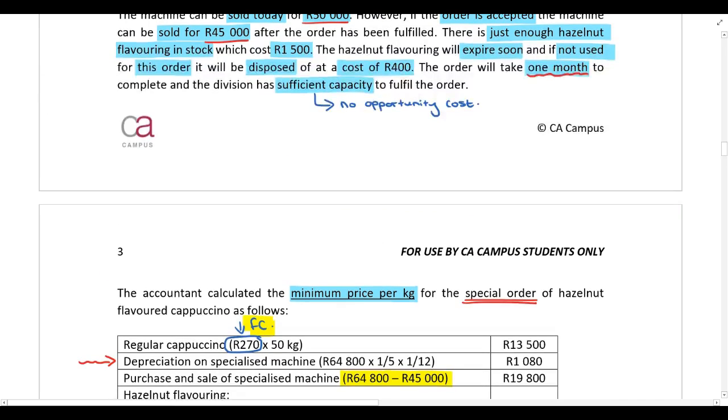All right, let's see what's left. There is just enough hazelnut flavoring in stock, which cost 1,500 Rand. Okay, so they have enough hazelnut flavoring in stock. They don't have to go and buy it. However, the 1,500 Rand we know can't be relevant because it's not a future cash flow. It's a sunk cost. It's money that's been spent in the past.